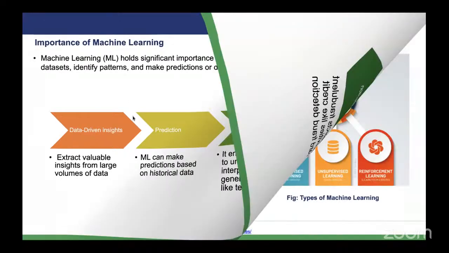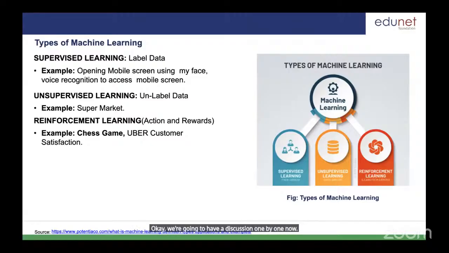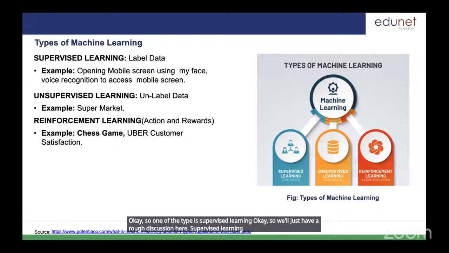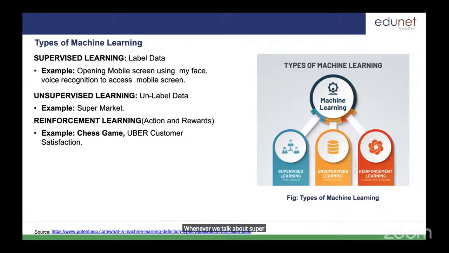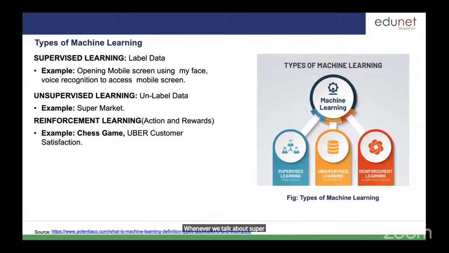Now if we go inside machine learning, we basically have three different types. We're going to discuss them one by one. One type is supervised learning, then unsupervised learning, and reinforcement learning. These are the three types of machine learning. Don't get confused. We discussed machine learning, and now we are talking about the types inside machine learning. Whenever we talk about supervised learning, what comes to your mind?